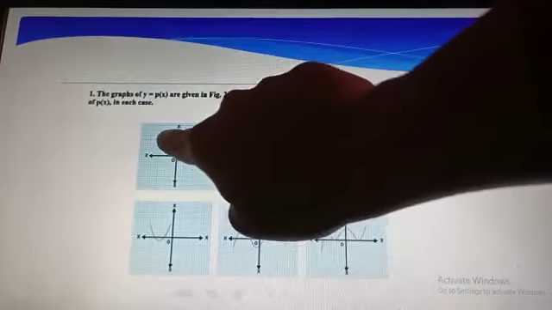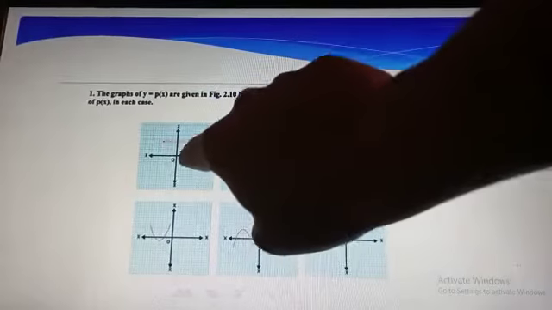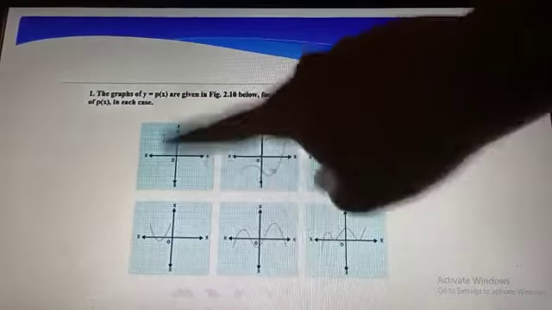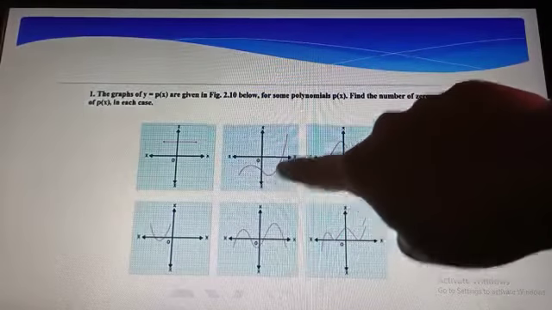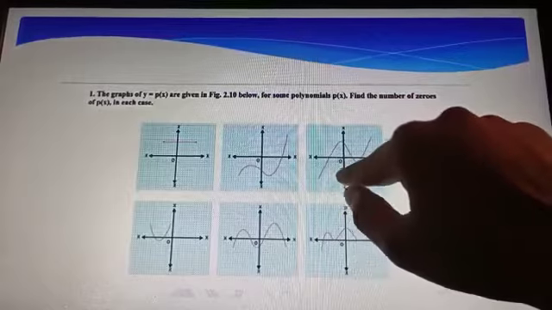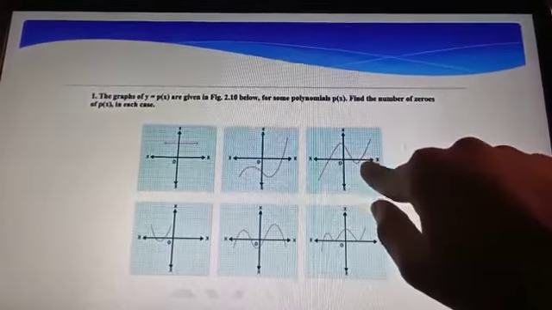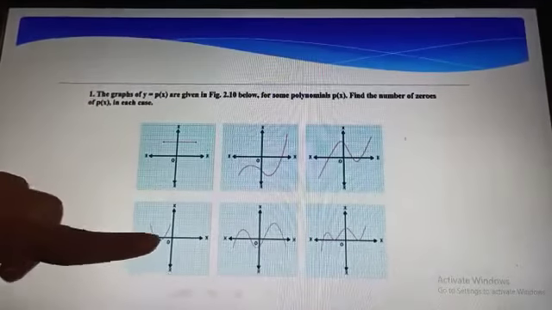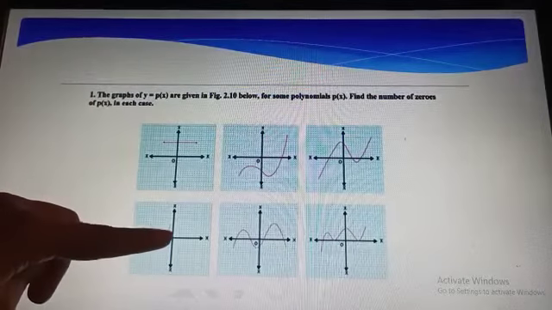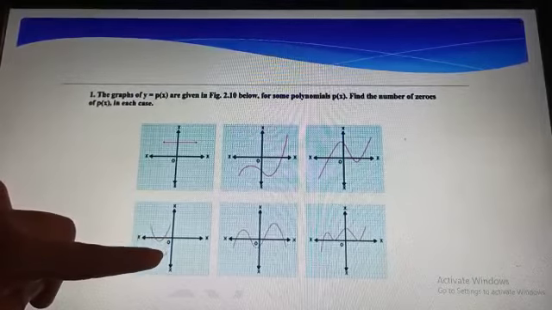In the first picture, the x-axis has not been cut even once. So the number of zeros of this graph is equal to 0. Over here, the x-axis is cut at 1 point, so the number of zeros is 1. In this graph, it is cut 1, 2, 3 times, so the number of zeros is 3. In this graph, the x-axis is cut by the graph at 2 points, so the number of zeros is 2.